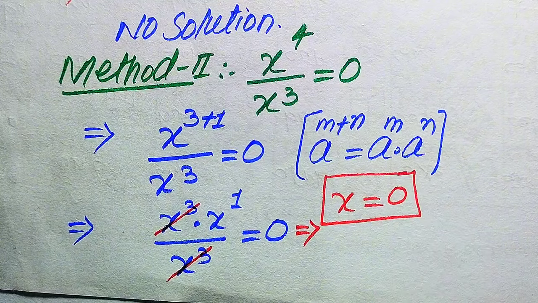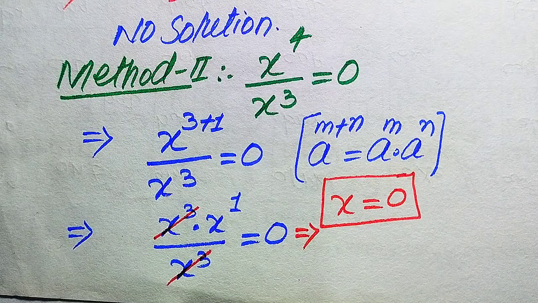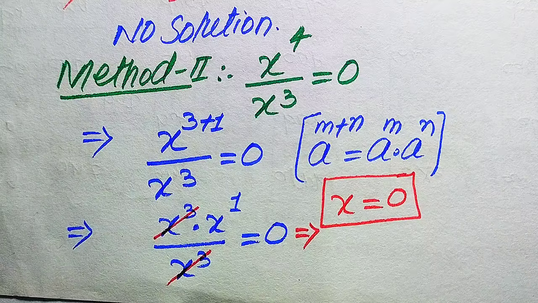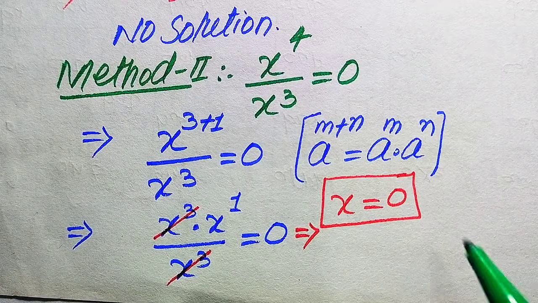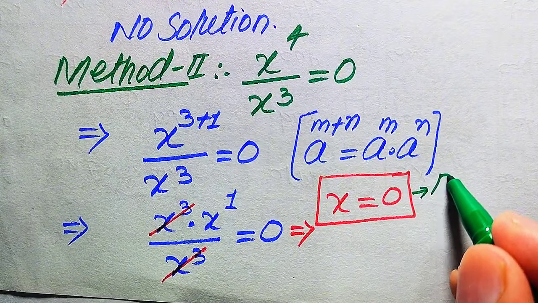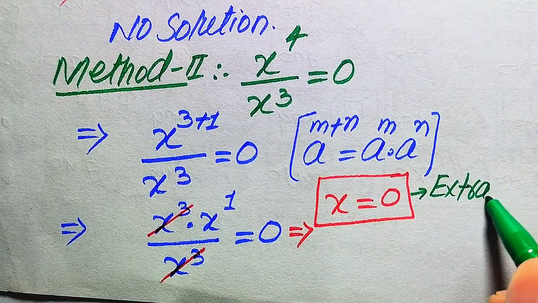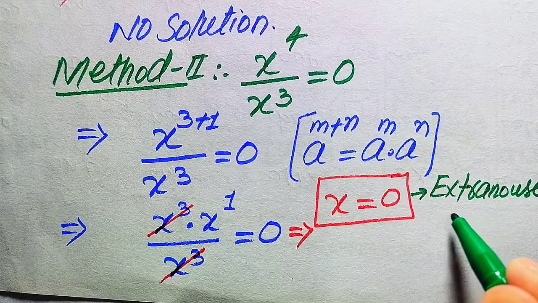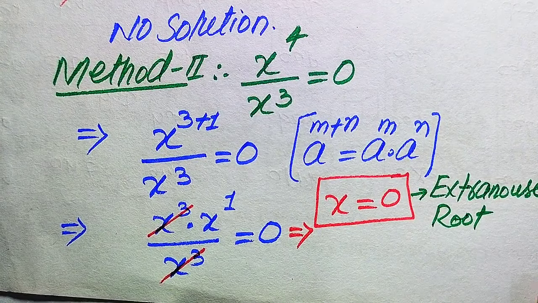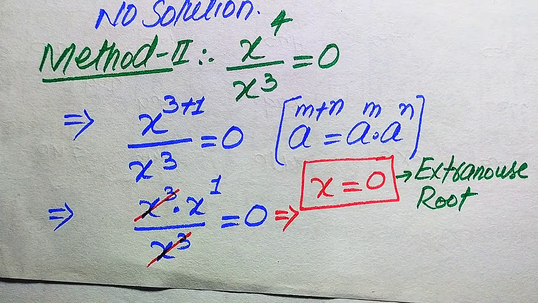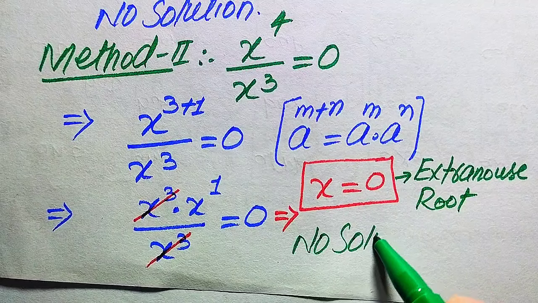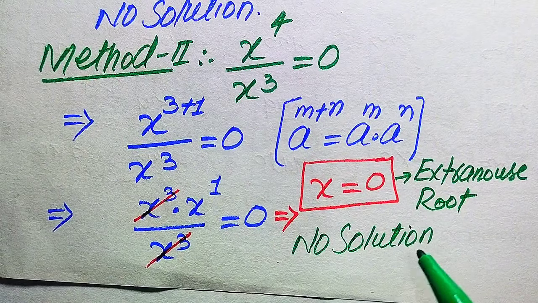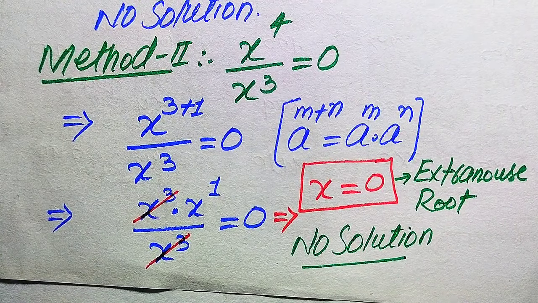So in the second method we again get the value x equals 0, but in the first method we already verified that x equals 0 does not satisfy our given question statement. So we call x equals 0 the extraneous root of the given equation. So we conclude about the solution that this question has no solution, because we cannot get any value of x which satisfies our given question statement.